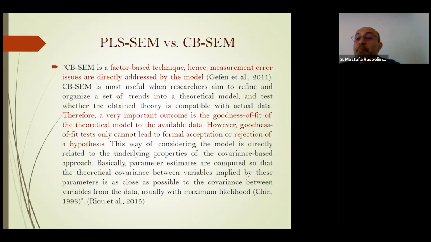But PLS-SEM is a regression-based approach. So it's different from CB-SEM. It's a regression-based approach, so it focuses on causal relationships. In contrast, CB-SEM focuses on correlation or covariance between variables. So this is one of the main differences between CB-SEM and PLS-SEM.